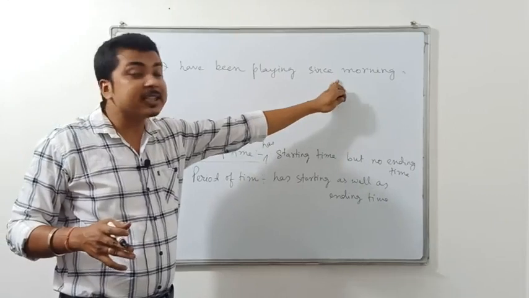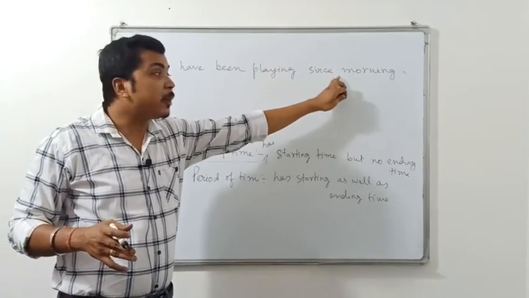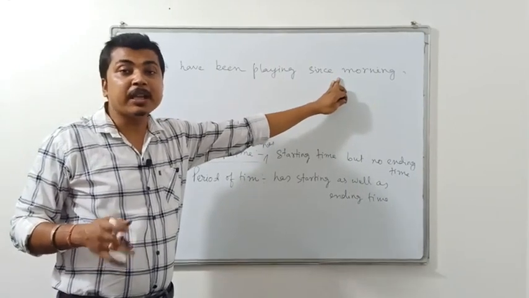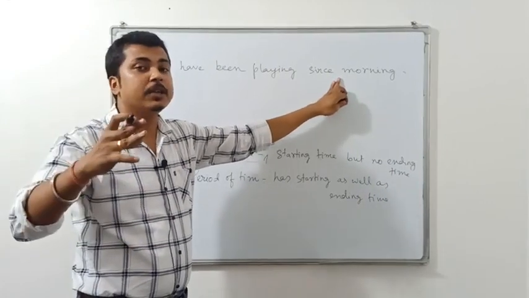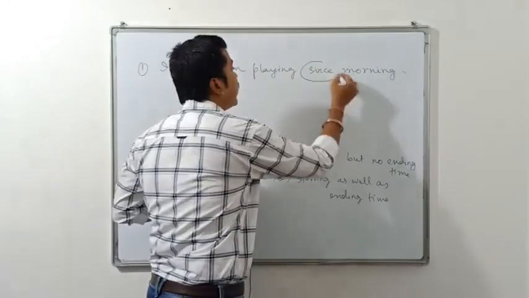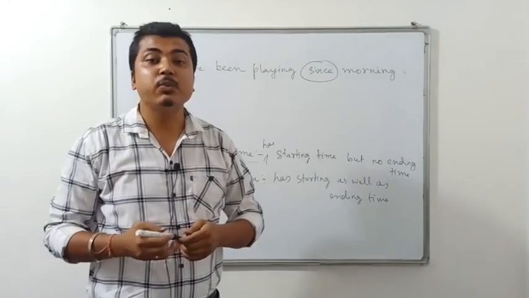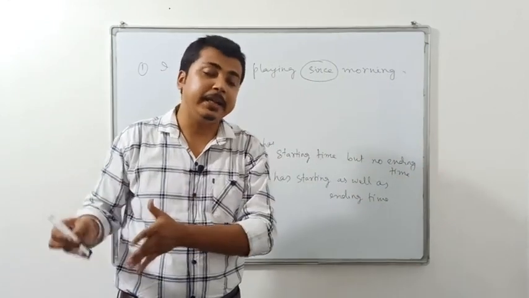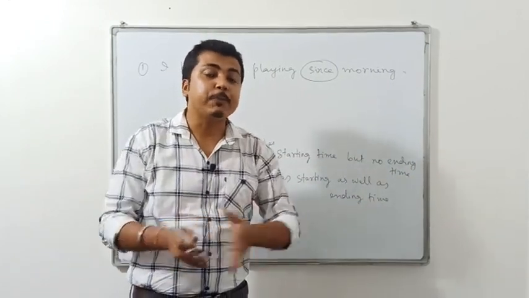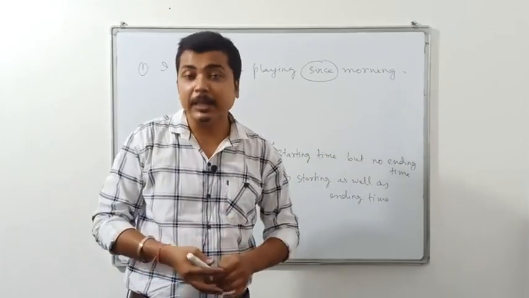You can identify the starting time. I started playing in the morning, but up to how much time I have played, I cannot get that particular time, isn't it? So whenever you use since, that means you can know the starting time of any action but you cannot get the ending time, or up to how much time the action has continued.